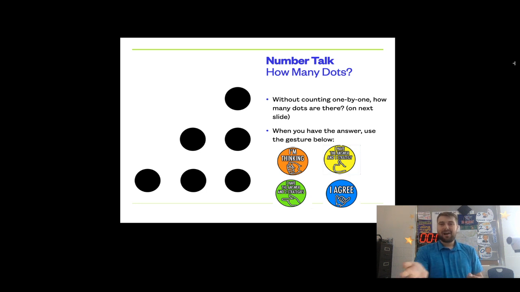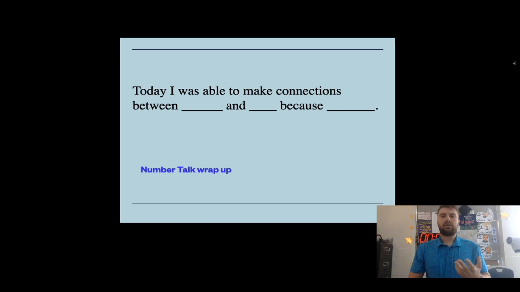All right, hopefully you paused the video. You took some time to figure out your thinking into how you figured out there were 6 dots in this image. So we want to wrap up our number talks. If you were able to see someone else's thinking below, I want you to be able to make connections to their thinking. So we use the sentence, today I was able to make connections between something and something else because something.